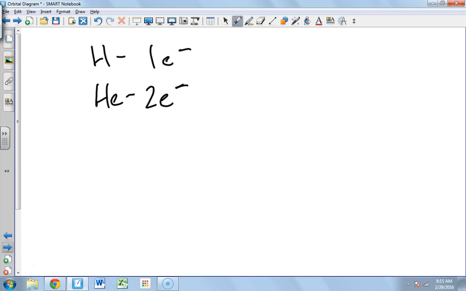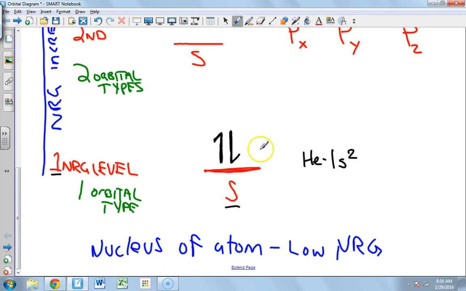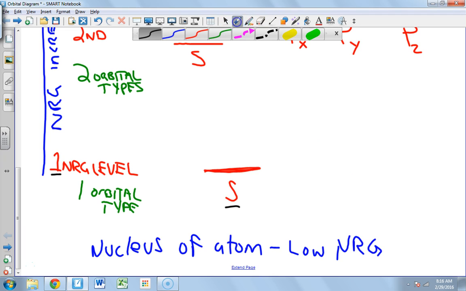Now, let's skip over some and go to nitrogen. Okay? Nitrogen has 7 electrons. So if nitrogen has 7 electrons, we have to put them somewhere following those 3 rules. Okay, so let me get rid of what we already have here. So we're going to put 7 electrons someplace. Pauli, Aufbau, Hund. So we're going to start off by putting an electron here and an electron here.